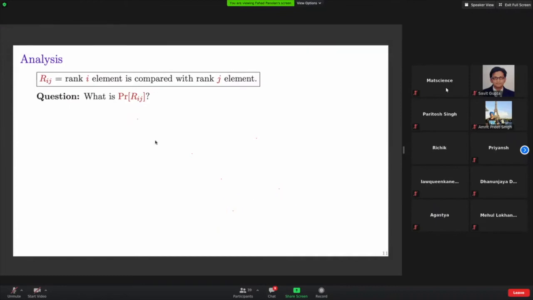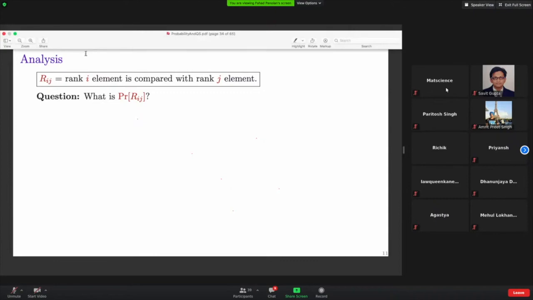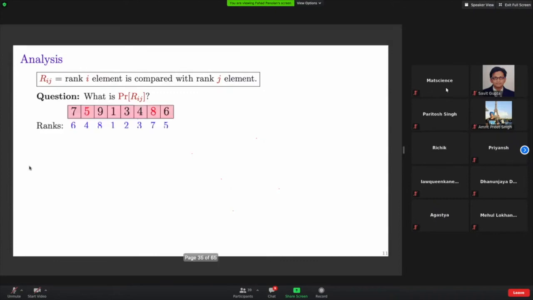So Rij is the event that the rank i element is compared with the rank j element. Okay. Now, we want to compute the probability of Rij. Now, take an example. Suppose the input array is 7, 5, 9, 1, 3, 4, 8, 6.